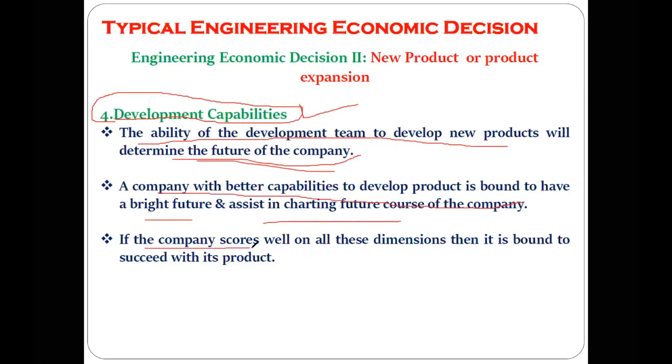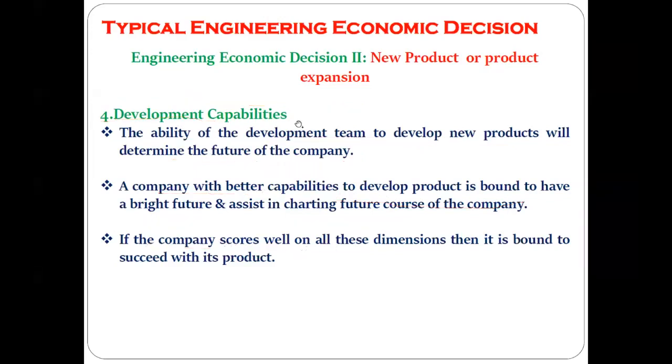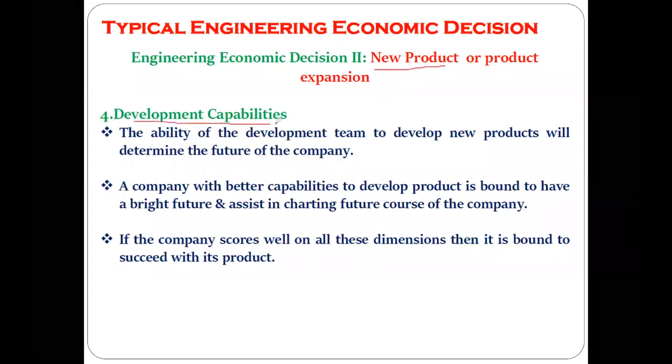So if the company scores well, so here we are discussing the last dimension using which prediction of the profit related with the new product can be done, that is the development capabilities. Yes, Akash, tell me, the development capabilities dimension is what?